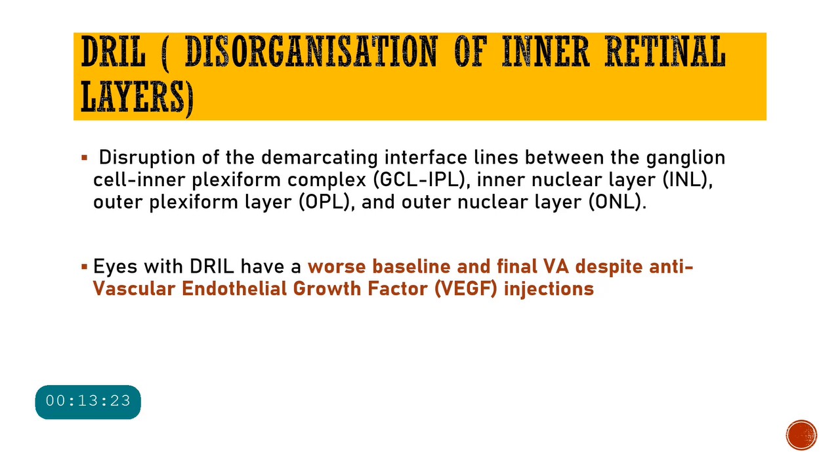The second biomarker is the DRIL, that is disorganization of the inner retinal layers. When I talk about the inner retinal layers, I mean the ganglion cell layer, the inner nuclear layer, the outer plexiform layer, and the outer nuclear layer. Now, if you're not very sure about the layers of the retina, I would advise you to clear your basics first by reviewing my video on the layers of the retina. In DRIL, there is disruption of the demarcating interface lines between these cell layers. The importance of having DRIL is that eyes which are suffering with DRIL will have a worse baseline and final visual acuity despite your giving them anti-VEGF injections.